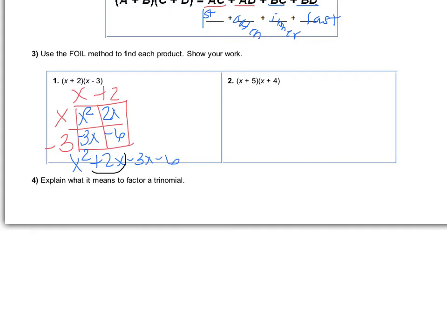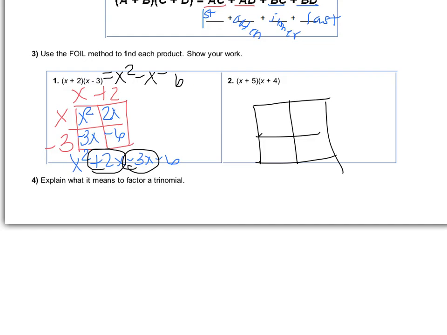And I can combine my 2x and my minus 3x together. And I end up with x squared minus x plus 6. I'm sorry, minus 6. That's my fault. Minus 6. And that would be my answer. And you could do the same thing with number 2. You could use the box method to multiply that out. So I'm going to let you do that on your own. And you should end up with the answer of x squared plus 9x plus 20.